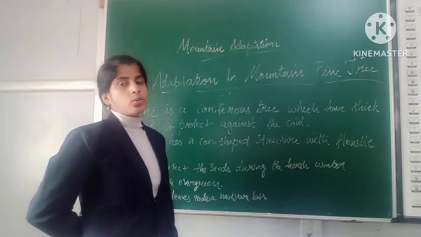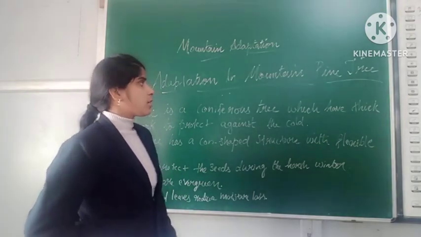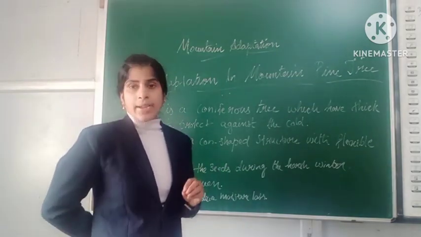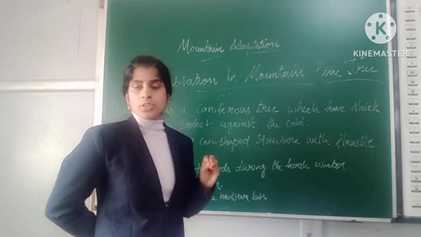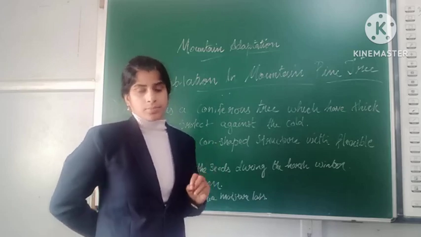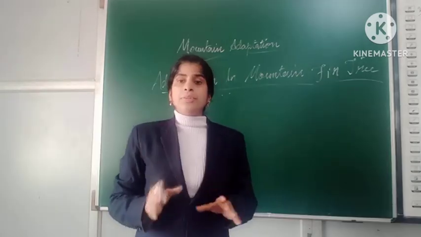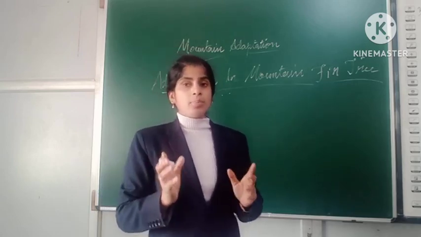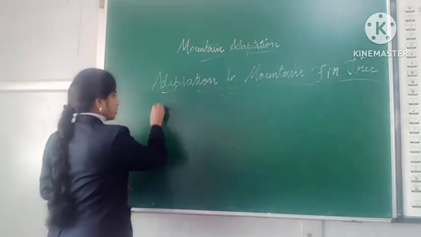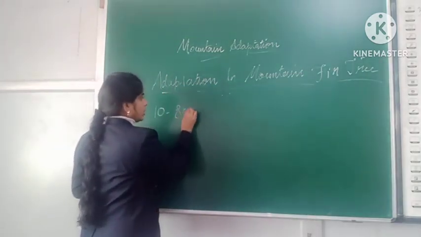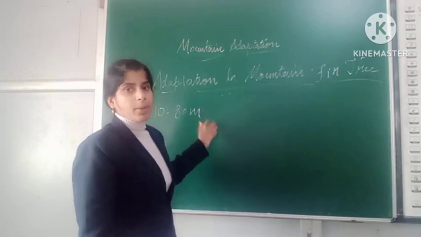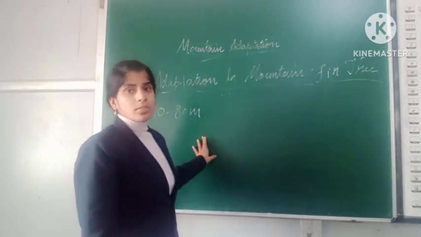Next we are going to discuss the next tree, the fir tree adaptation. Actually, you know about the fir tree; its height reaches how much? 10 to 80 meters. Fir trees are large trees. They are distinguished from the pine trees, and their cones are also different.